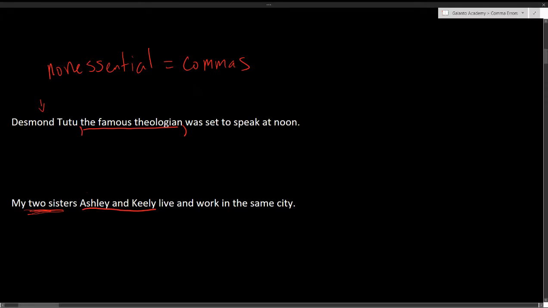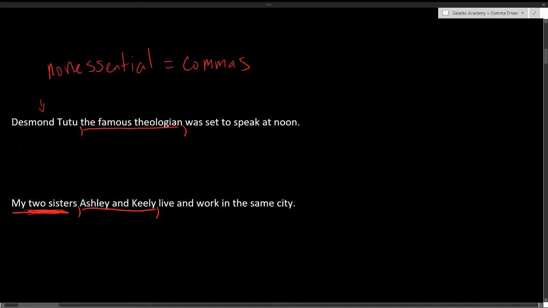So here we would also need commas because it's not that important if we don't have those names in there, and not to say those names aren't important or don't have value, but in a grammatical sense, they don't, because I said my two sisters and made it clear who I'm already talking about.